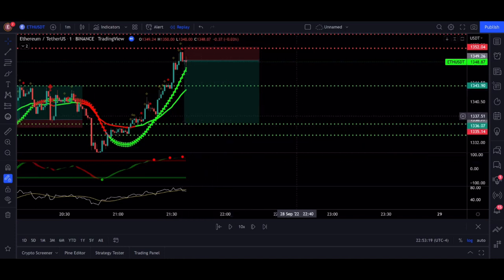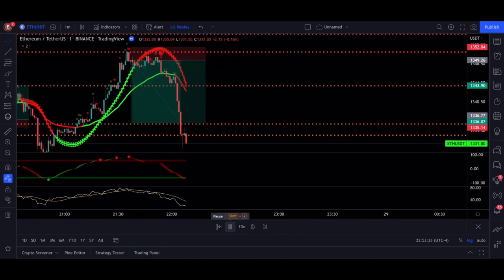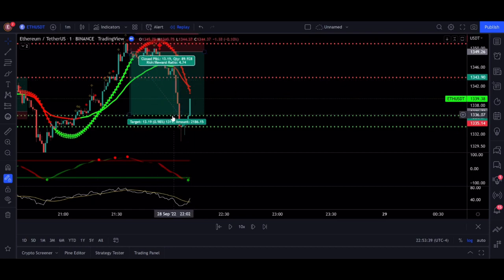Now, once again, I want to remind you all, 2 strategy exits. The next support or the next resistance is our exit strategy, or 2 green dots, right? Only the 2 conditions, whichever comes first. And our profit got hit. We got hit profit right here.